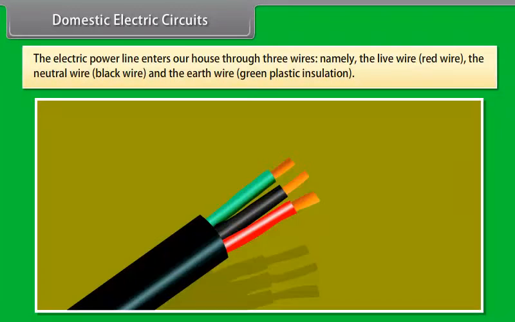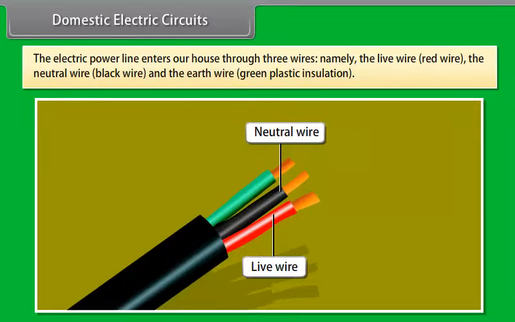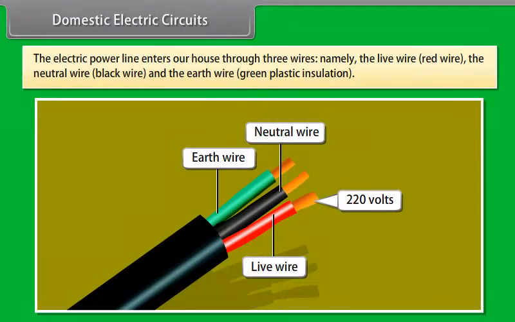The electric power line enters our house through 3 wires, namely the live wire (red), the neutral wire (black), and the earth wire (green plastic insulation). The live wire has a high potential of 220 volts and the neutral wire has zero potential. Thus, the potential difference between the live wire and the neutral wire is 220 minus 0, which equals 220 volts.